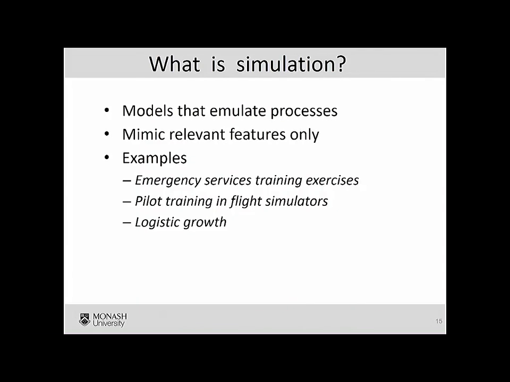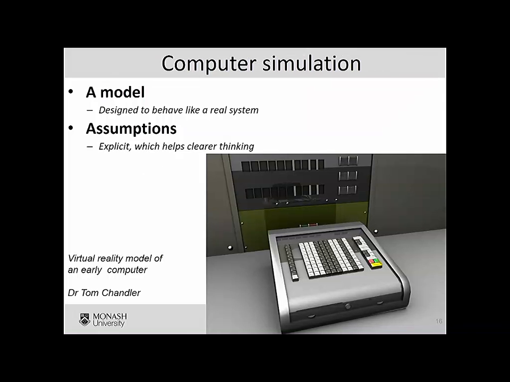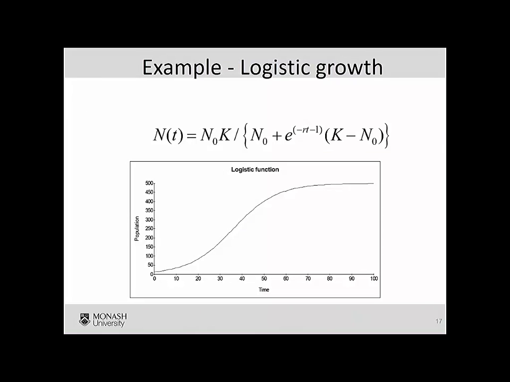And we've seen simple simulations like logistic growth. Of course, we're in computer science, so our simulations are not an equation, but actually a computer program. The nice thing about a simulation is it's explicit. It basically forces you to write down exactly what's going on. So here was the logistic growth function that we saw.